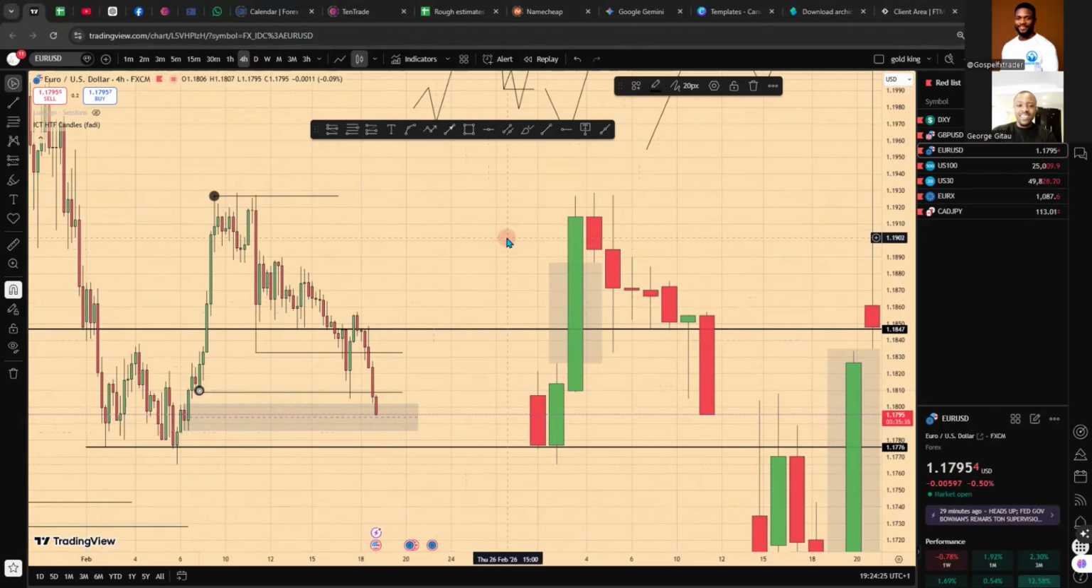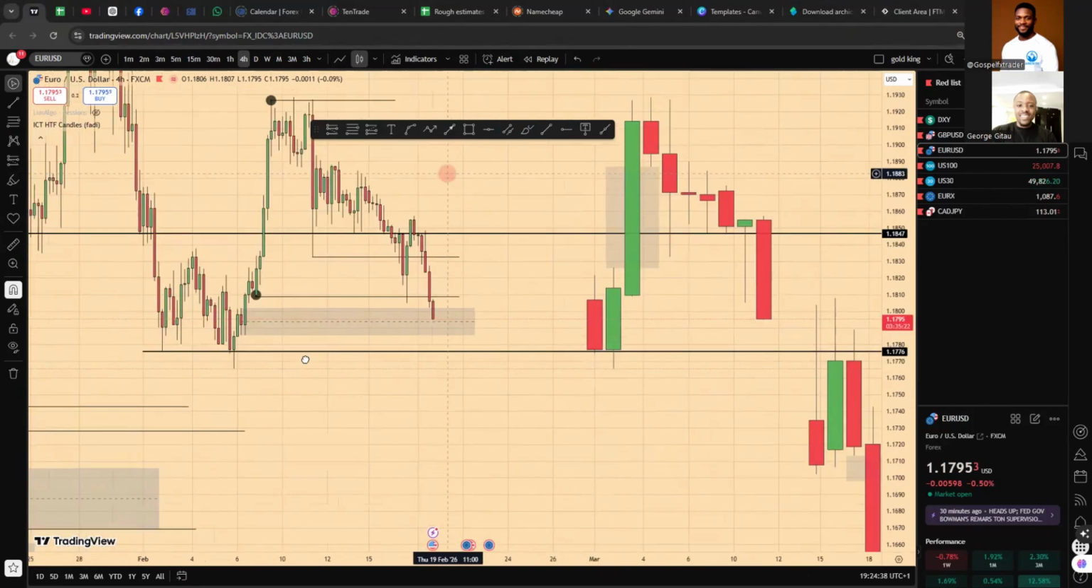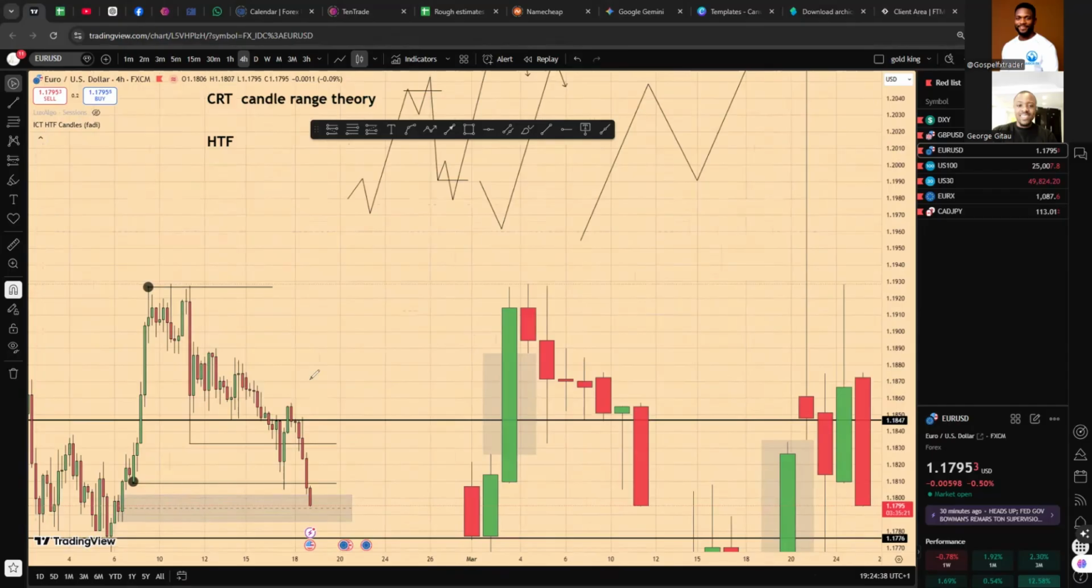What I'm saying is, when we're talking about candle range theory, it simply means that we are looking at the higher time frame to point out a candle and use its range. When we are dropping down to the lower time frames, we will now have a range, like a range low and a range high. Why? Because on the higher time frame, it's just a single candle, but on the lower time frame we're going to have multiple candles, and this is what it's going to look like on the lower time frame.